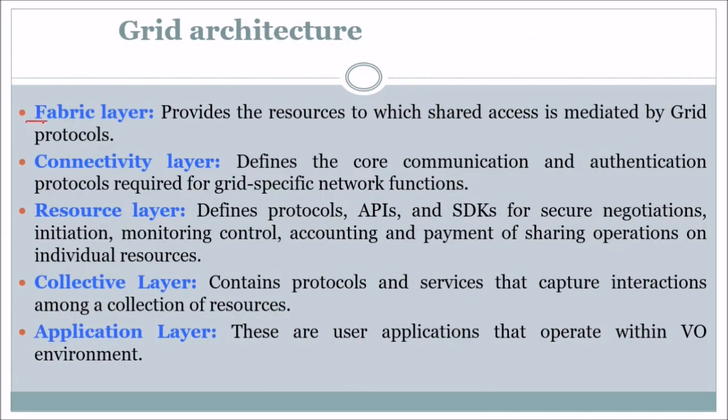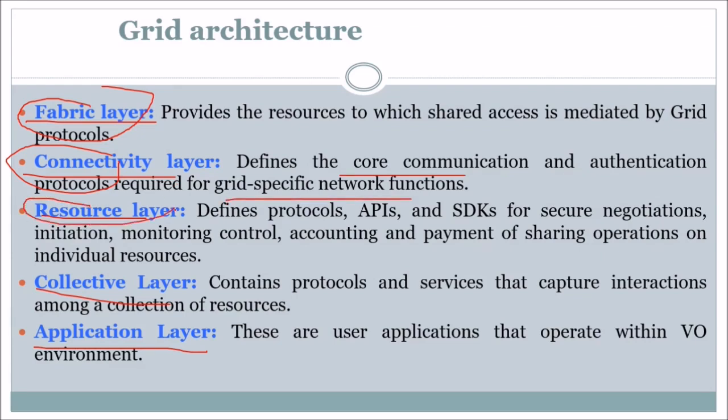This is the grid architecture. Fabric layer is there, connectivity layer, resource layer, collective layer, and application layer. What is this fabric layer in the grid architecture? It provides the resources to which shared access is mediated by the grid protocols. And connectivity layer, the name suggests connectivity. So it defines the core communication and authentication protocols which are required for grid specific network functions. Then this is the resource layer. What it does is define the protocols, the APIs, the SDKs for secure negotiations, initiation, monitoring, control, accounting, and payment of sharing operations on individual resources.